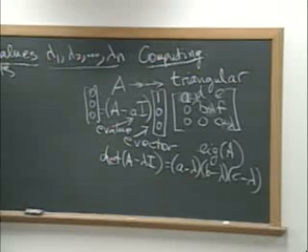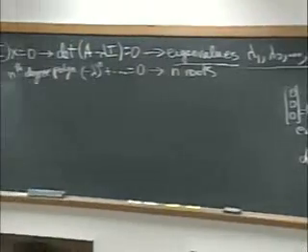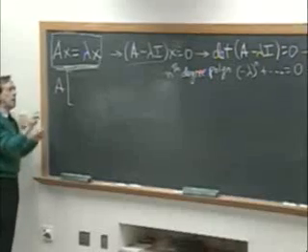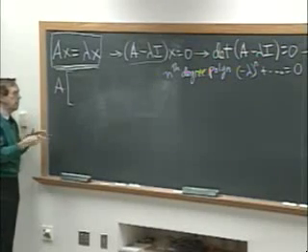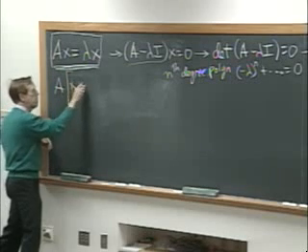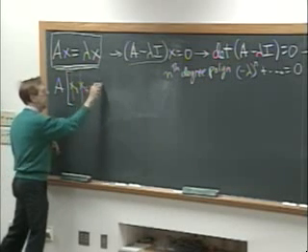Okay, all right, now back to here. I'm going to suppose that there are n different independent eigenvectors, and I'll make them the columns of a matrix, x1, x2, xn.